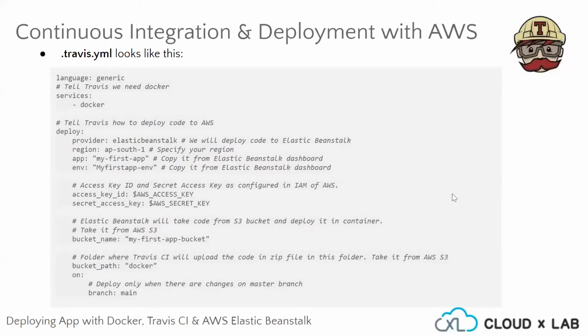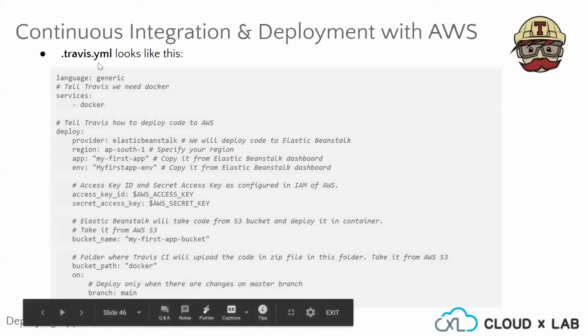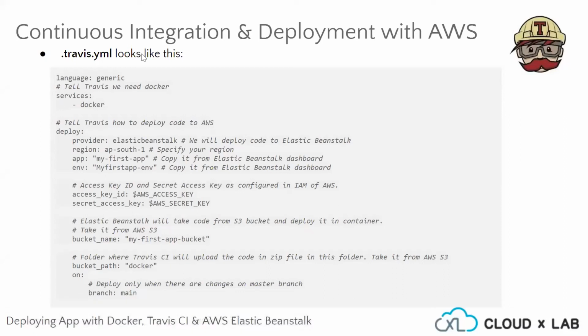Let us understand the structure of the Travis file and the keywords and then proceed to create one. So it has a set of keywords and it is a YAML file just like Docker Compose. So the first keyword is language and we are setting that to a generic language. Then we are telling Travis that we need Docker service. So we just write Docker under services keyword.